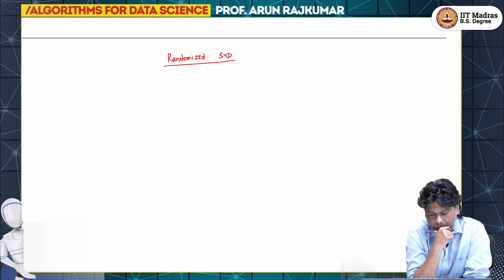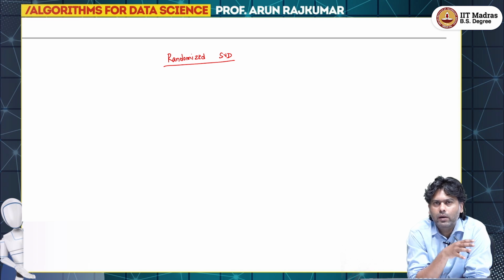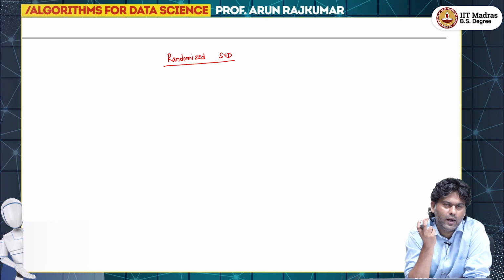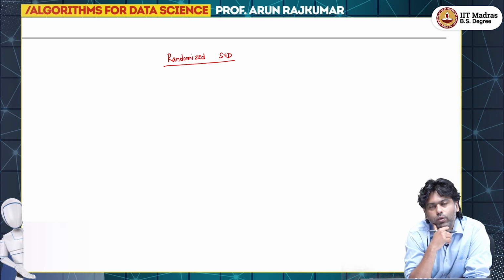Okay, so what are we going to do? The idea is pretty simple. Like how in the JL lemma or in locality sensitive hashing, we saw the power of Gaussian random vectors and multiplying by them and projecting using them, we are going to use a similar idea here.